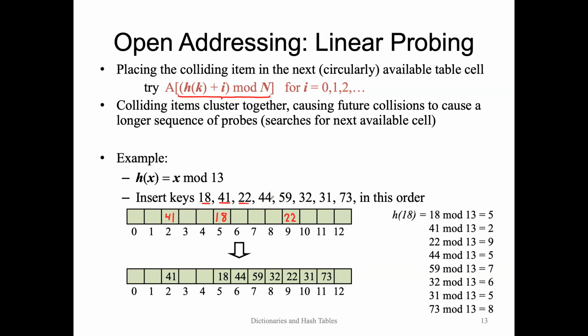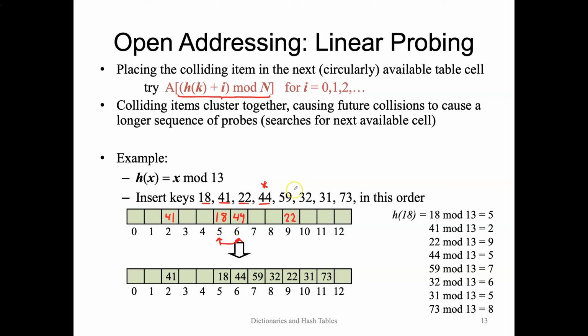And 44. 44 mod 13 is 5. Okay, so here's where things start to get interesting. When we go to insert 44, its hash value is 5, same as 18, and this is our first collision now. So with linear probing, we're going to try the hash value of 44 plus 1. So this will be 5 plus 1. This is the same as saying, okay, we tried index 5, it was not available, so we're going to try just the next index. Is this one available? And there's nothing in there, so we can place 44 here.